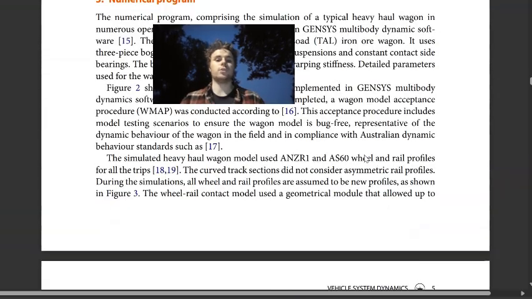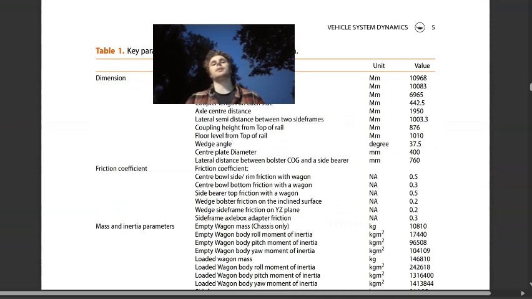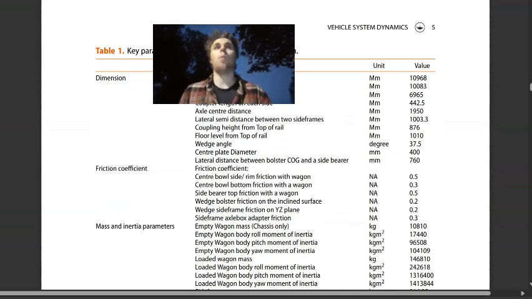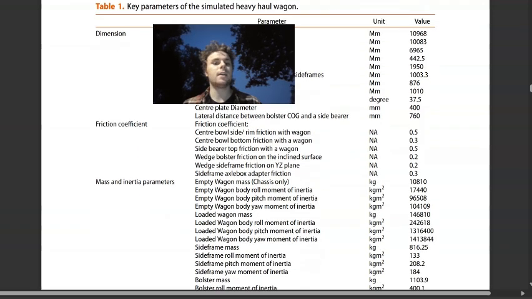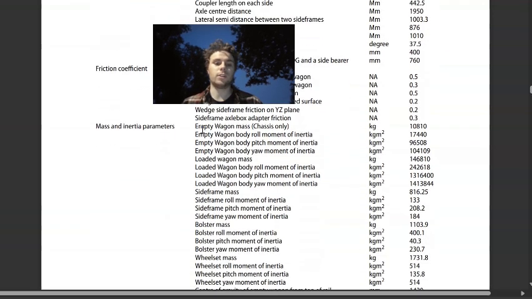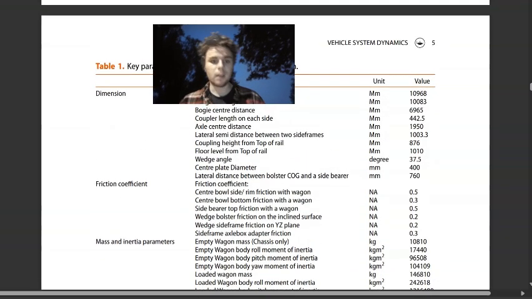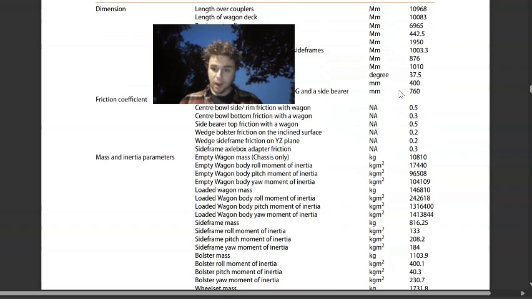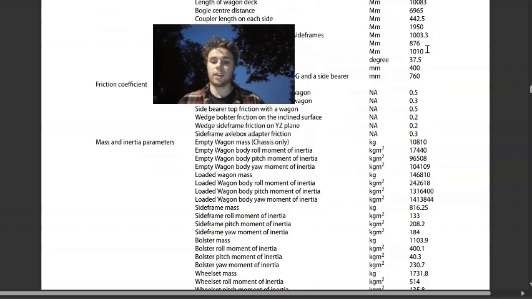It is a truly numerical program where they are using machine learning and white box algorithms, which I'll talk about in a second, to do this. Here are all of the dimensions, coefficients, and parameters that go into this model. And these are their values, which I find really interesting.